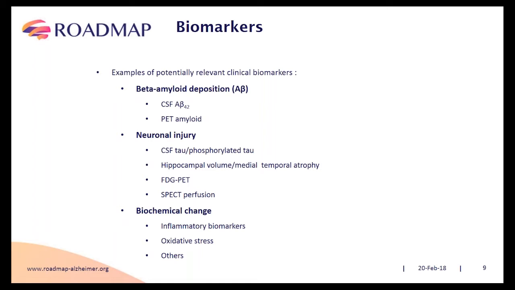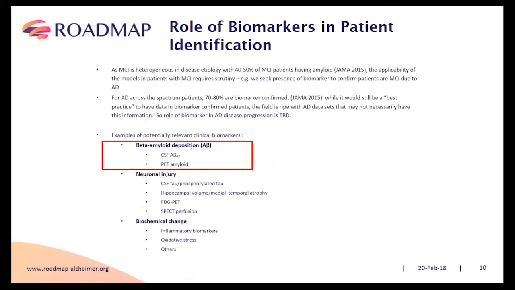So if we think about the role of biomarkers in patient identification, it's actually quite significant. And this is something that we should think about as we think about disease progression models, knowing that there may or may not be a role for them in the disease progression models, but knowing at least that they're important in your patient identification.